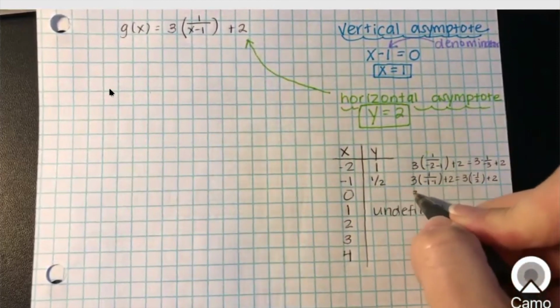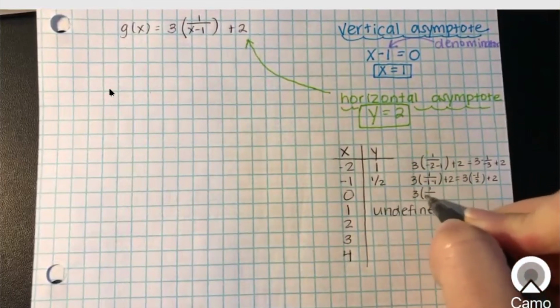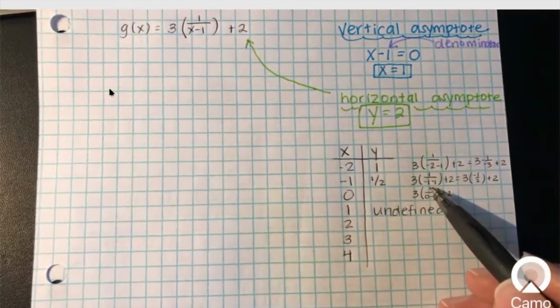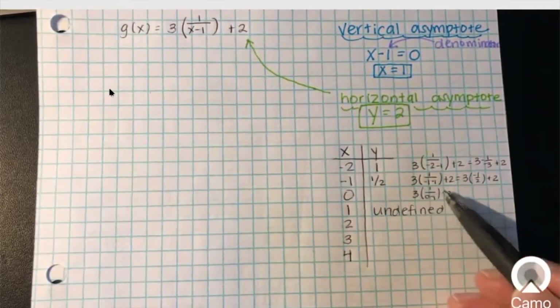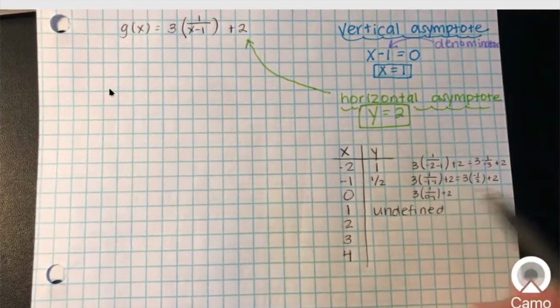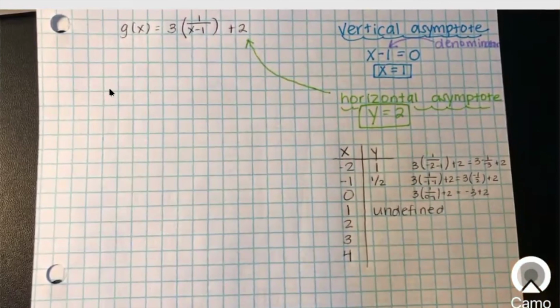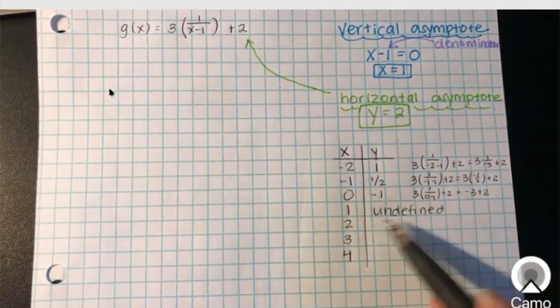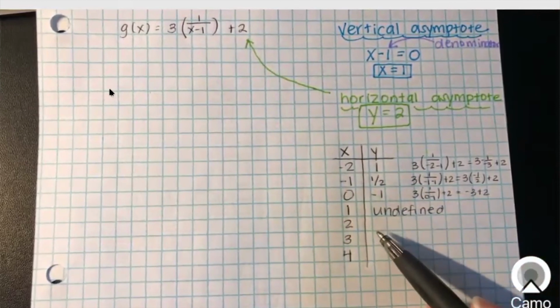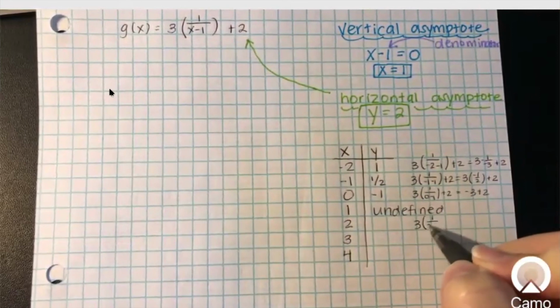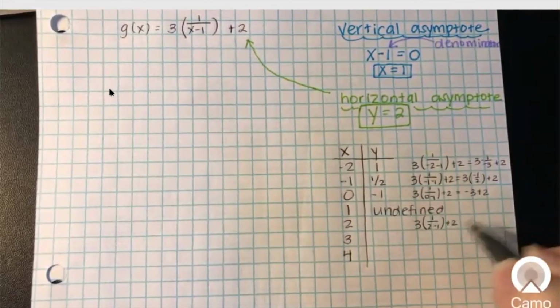If I plug in 0, I get 1 over 0 minus 1. So that's just the same thing as 1 divided by -1. So 3 times -1 plus 2 is -3 plus 2, which will get -1. Then I have my undefined, I have my asymptote, and then I'm going to continue on the other side of my asymptote. So plugging in +2.